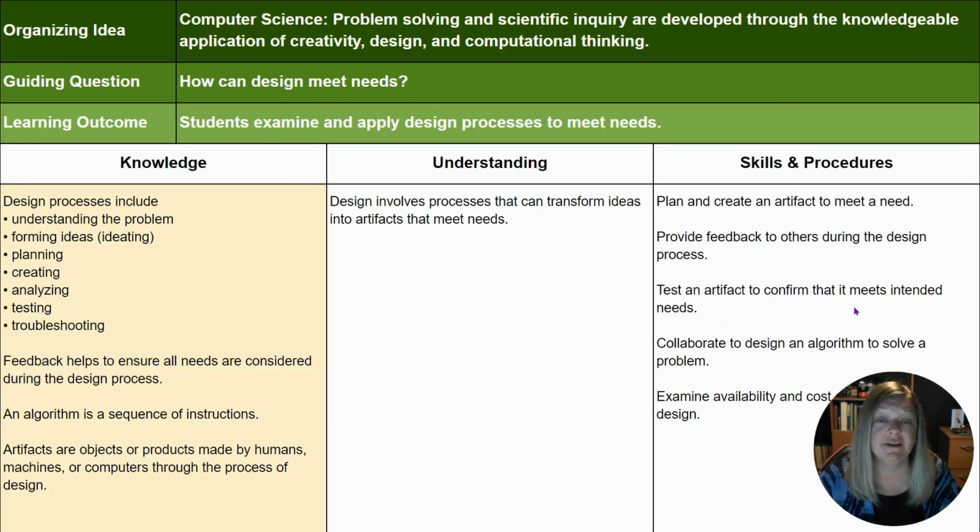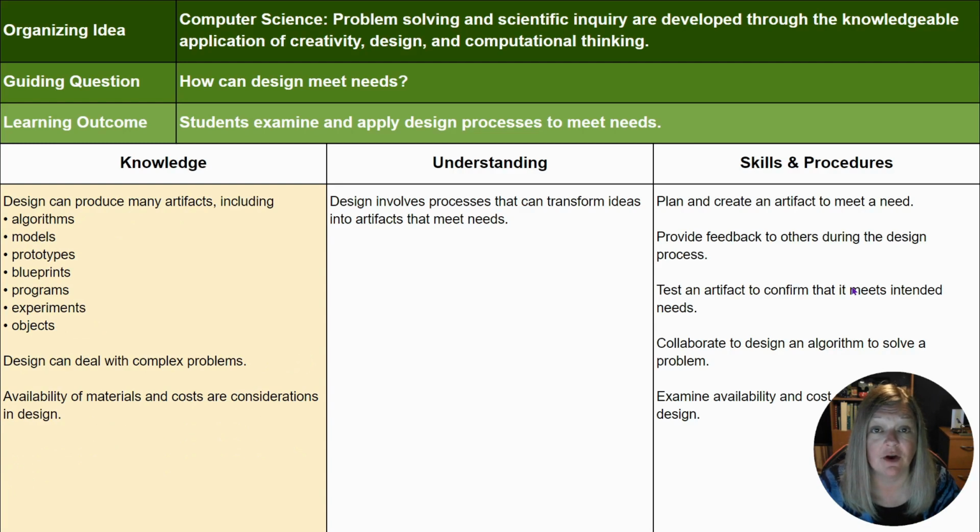There is a lot in the knowledge column in the grade 4 computer science curriculum. We aren't going to talk a lot about the knowledge piece when we're doing these connections, but we will be looking specifically at the skills and procedures and then referencing where the design process comes into play in places that you can explicitly bring that into the other science lessons that you're doing in your living systems unit.